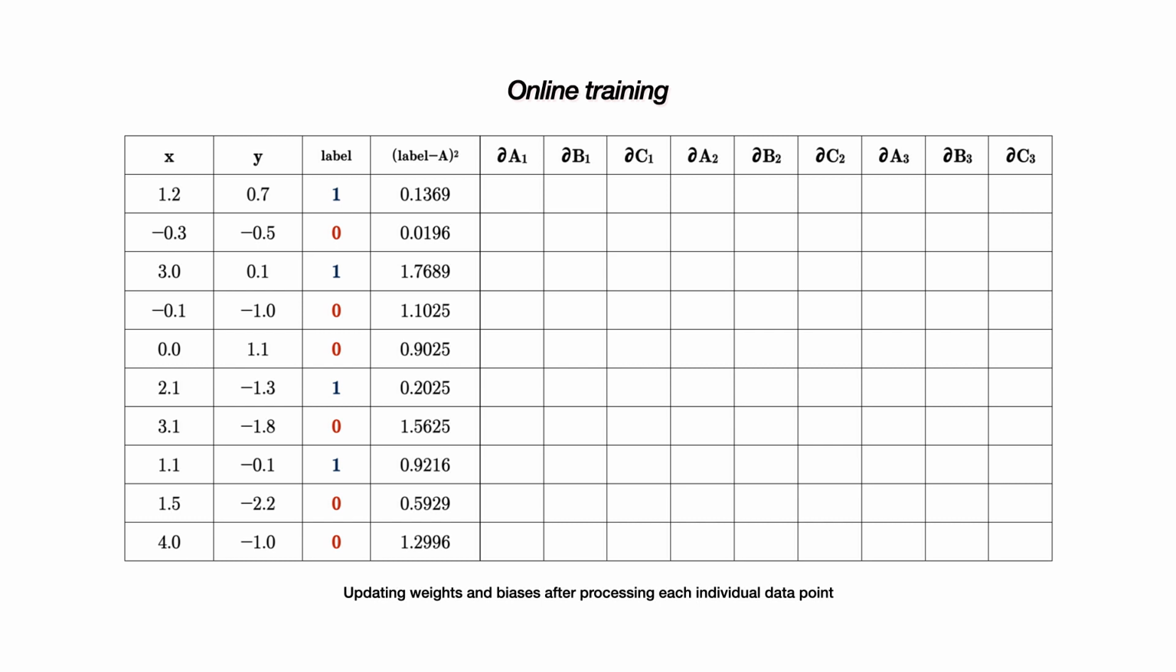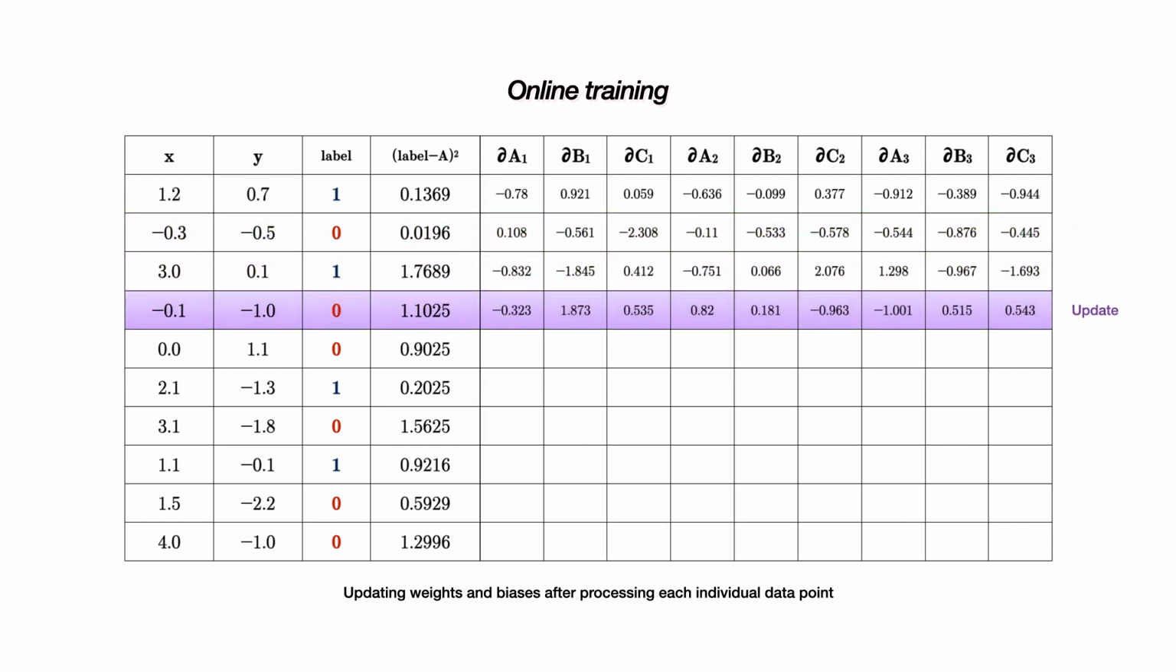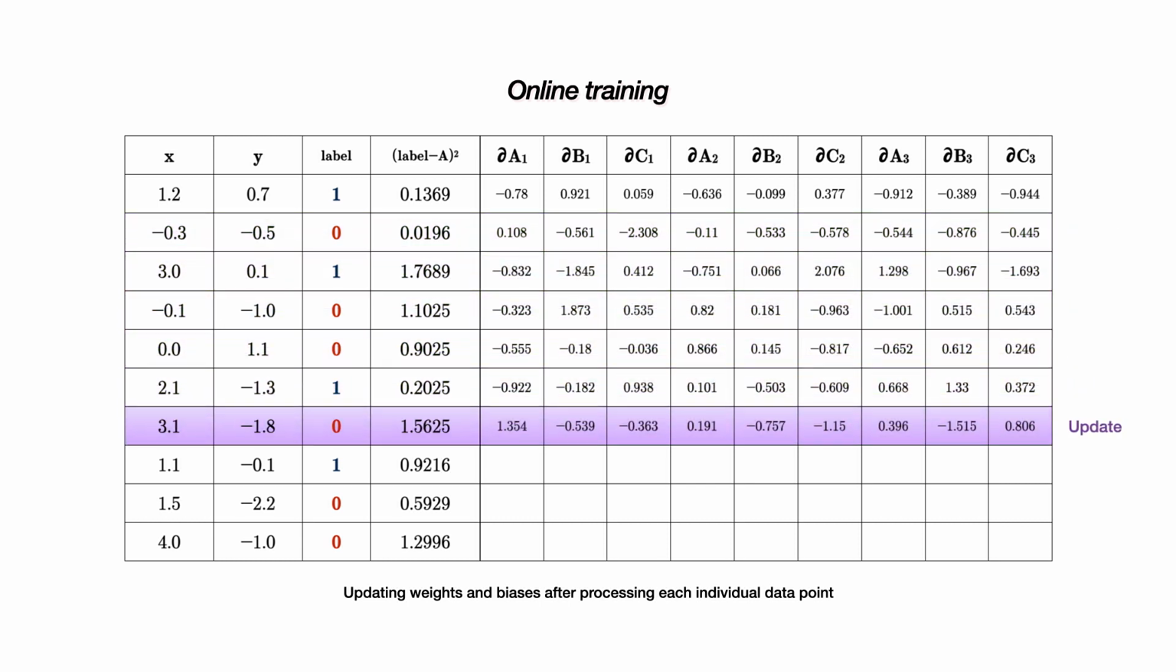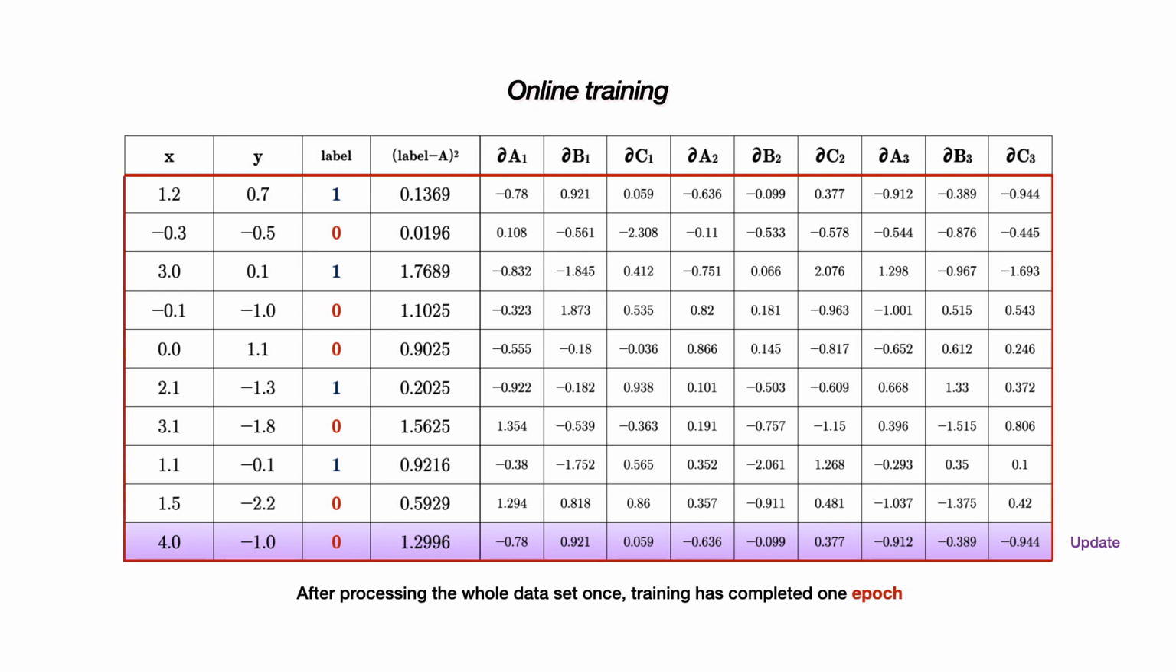So what does that mean? So our network processes a data point, computes the gradient, and then updates the weights and biases. Then it takes another data point, computes the gradient, and then updates weights and biases. And it keeps doing this until eventually it sees all the data points. Once our network processed all the data points once, we can say that our training has completed one epoch. So in one epoch, our neural network has processed all the data points once.